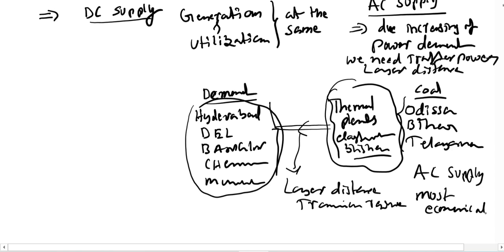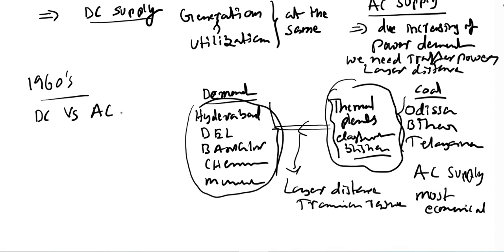So that is the point I want to talk about here. Even in the late 1960s, there was an argument between the DC people and the AC people, and they wanted to stress many points. Which supply we have to use, whether we go for the DC supply or the AC supply.